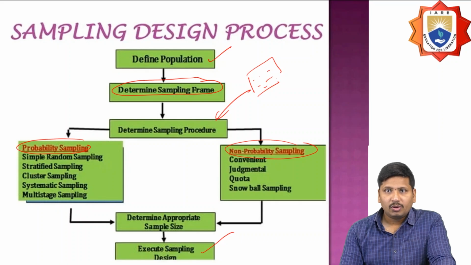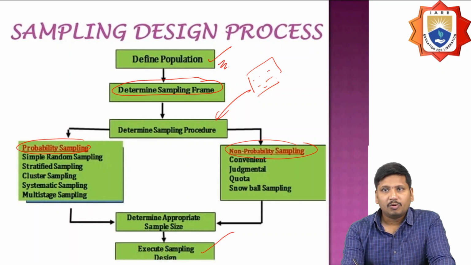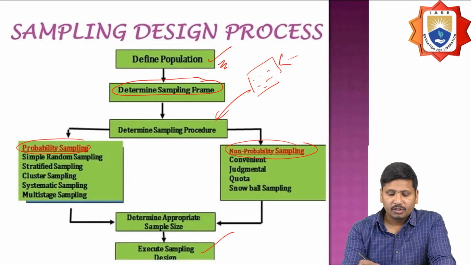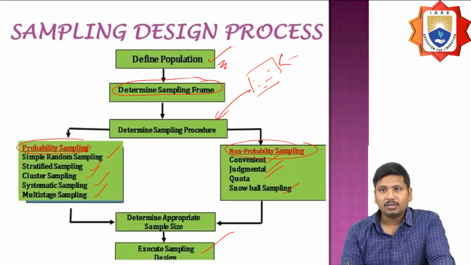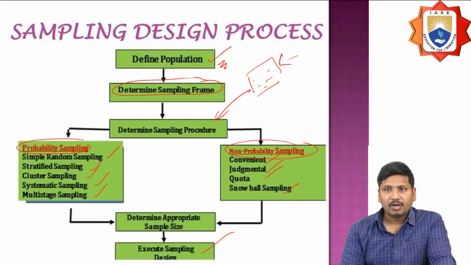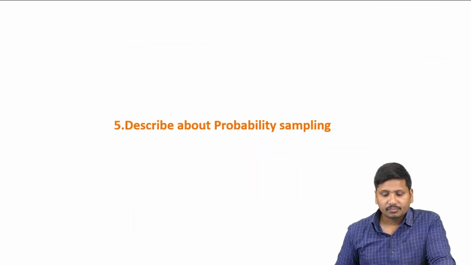So initially we define the population, and from this population we determine the sampling frame. From this sampling frame there are different sampling methods we can choose: simple random sampling, stratified random sampling, cluster sampling, systematic sampling, and multi-stage sampling. Similarly we have convenience, judgmental, quota, and snowball sampling. So we have different types of sampling.